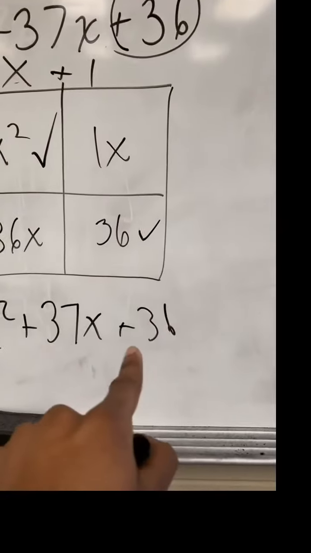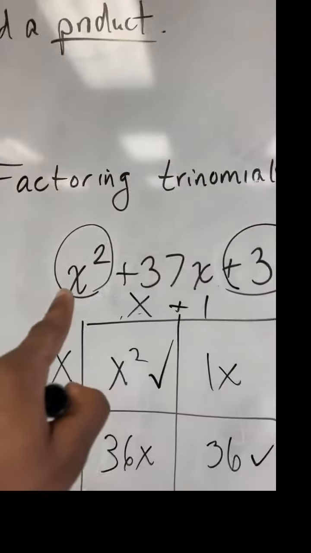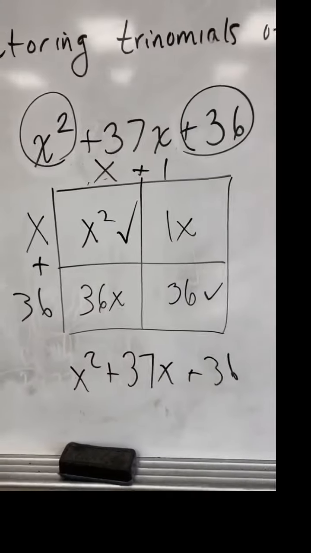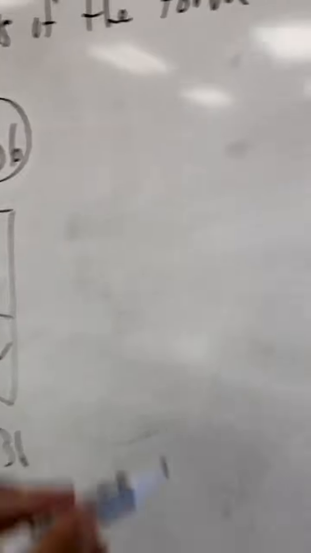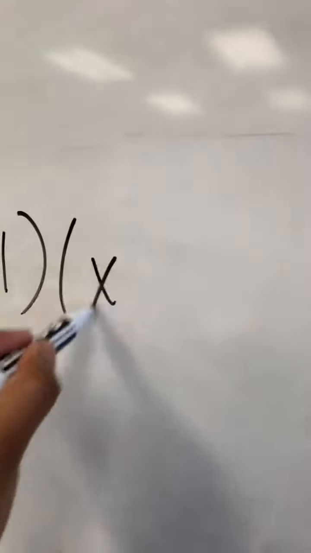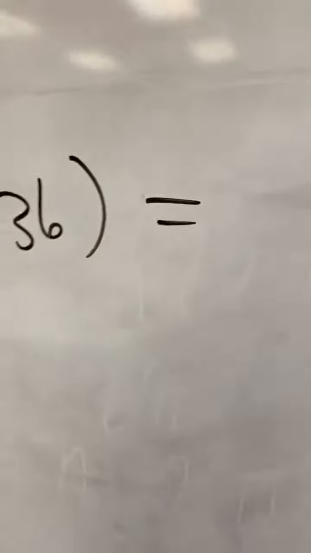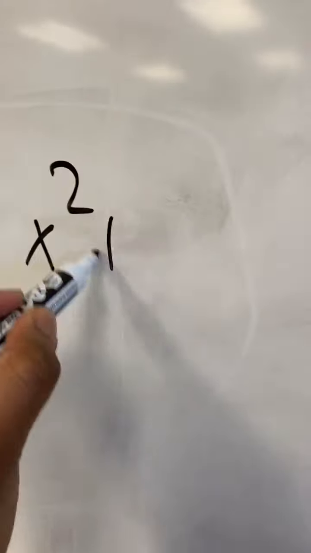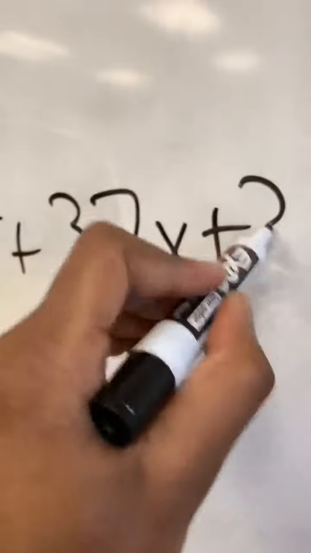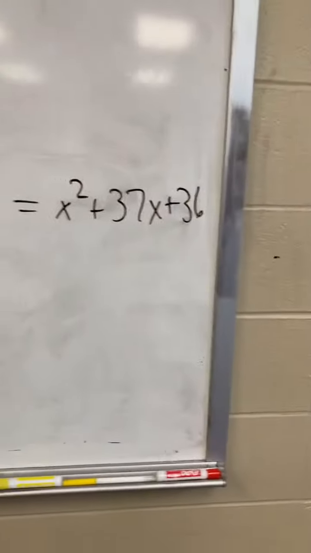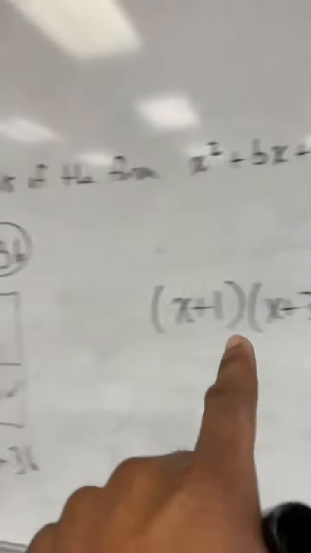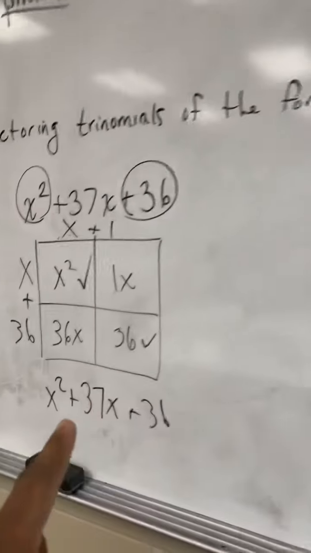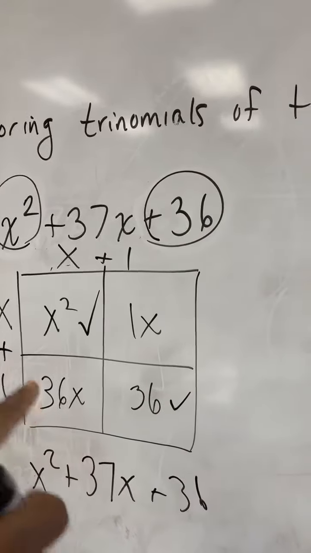If this result is the same as what we started with, then what you have done is found the correct factors, because by definition, factors multiply together to yield a product. That's what factors do. If you multiply these two together, you should get that. And the only way this would happen is if these were all correct, all right? So that's how we do it.